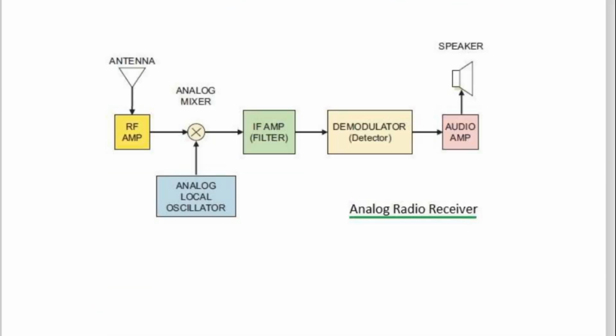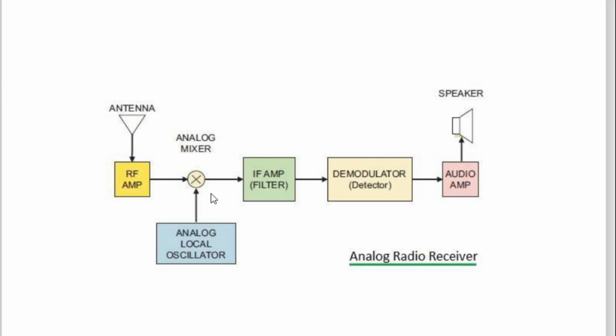So it's very simple, and now a very common radio receiver: an antenna is required, no doubt, to catch the electromagnetic waves. The RF amplifier is there. This antenna along with the tuned circuit, it is understood. This is the RF amplifier. Now it is given here to the RF to IF converter. It is called an analog mixer.